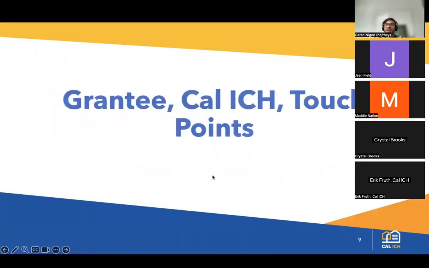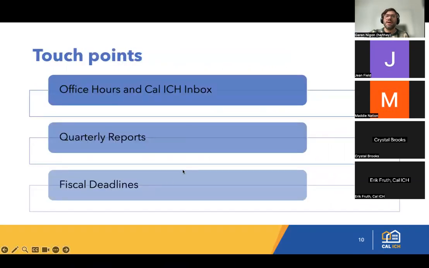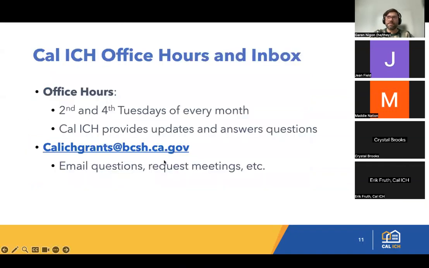So now we're gonna go into this next section, just the key touch points with CalICH related to the grant. These are the three categories of touch points. There's the CalICH biweekly office hours. Many of us might have just come off that call a few minutes ago. We also have quarterly reports. And then there are also these fiscal deadlines. In the next few slides, we're going to go into detail about each of those touch points. So we'll go through these one by one, and I'm going to pass it off to Crystal to take us through the first one.